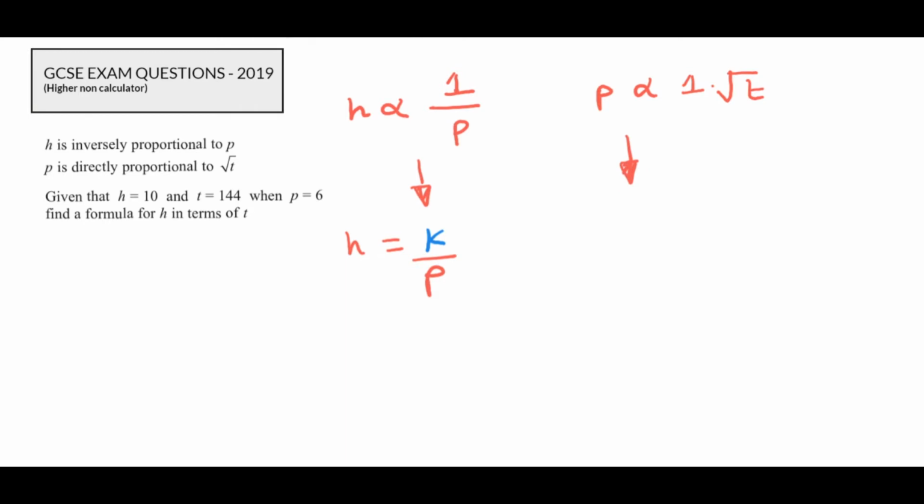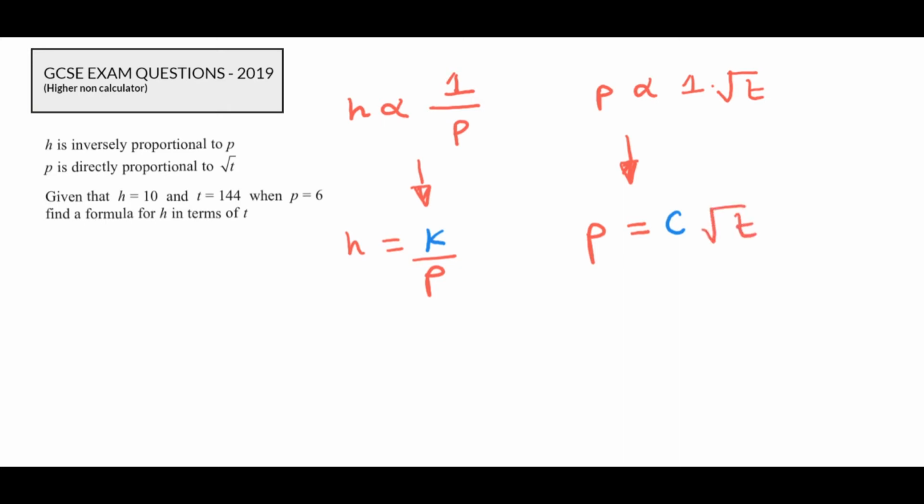Okay? So, P is going to be equal. However, that 1 is now going to become a constant, but it's not going to be the same as this. So it's not going to be K. It's going to be a completely different constant. Now, let's say you use C. Okay, so I'm going to put C. And then I'm going to put root T. So I hope so far you're cool with what I'm saying.